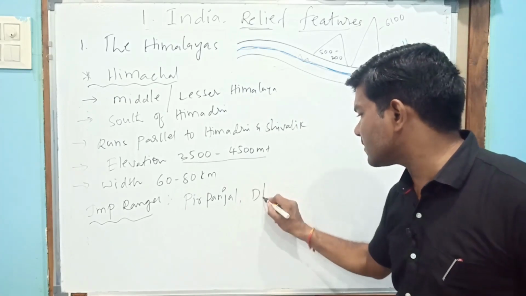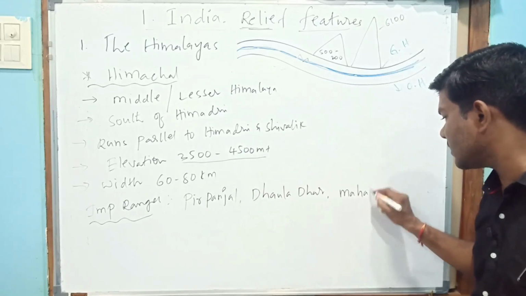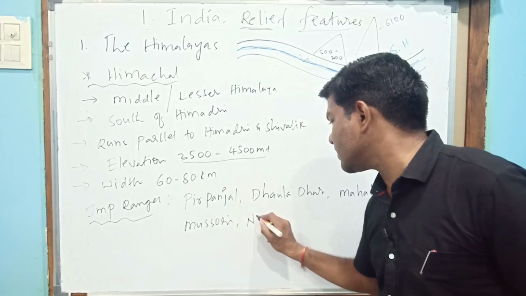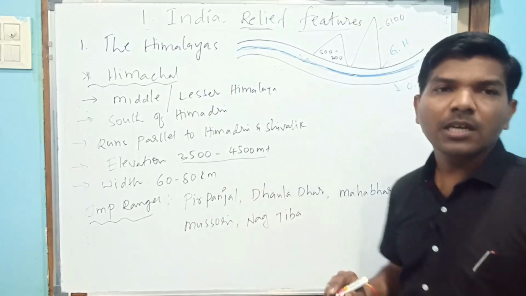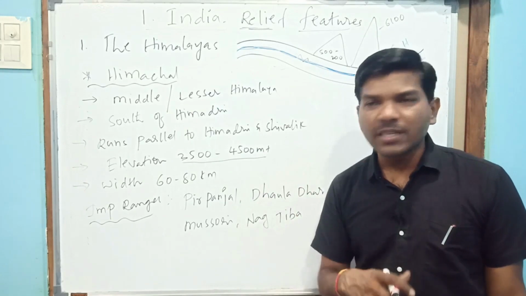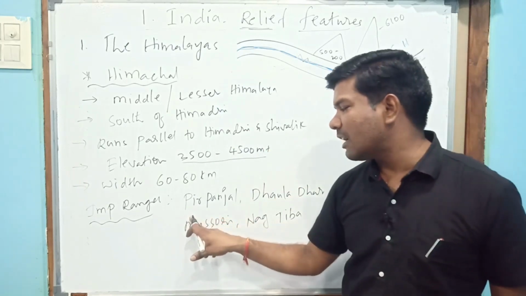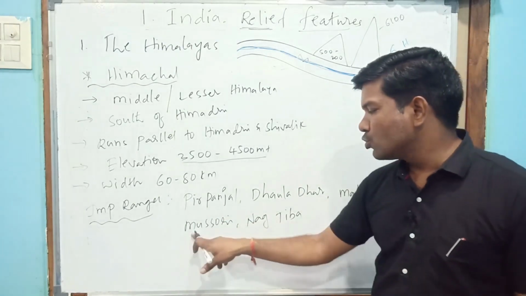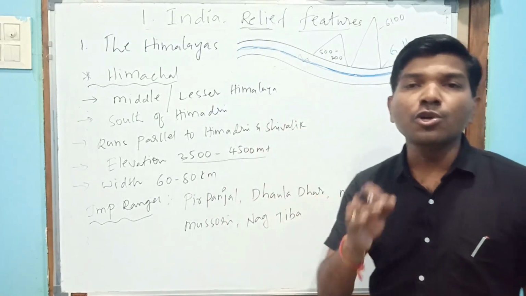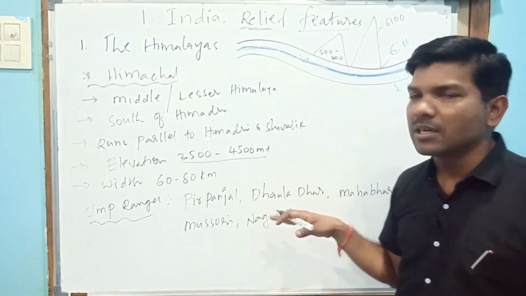Pir Panjal ranges, Dhauladhar ranges, Mahabharat ranges, Mussoorie ranges, Nagthiba ranges. Dear students, this new information was added last year. In previous textbooks these important ranges were not available. They only mentioned Pir Panjal and Mahabharat ranges, but Mussoorie, Nagthiba and Dhauladhar ranges were not added at all in the old textbook. This is according to the new syllabus, the new textbook printed in 2021-22. So we are discussing as per the changed textbook.